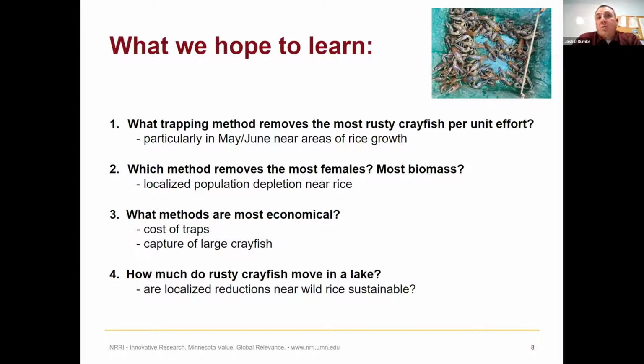We're going to consider the cost of traps, how difficult they are to use or stack or transport or build, and what methods capture large crayfish, which could be a way to elicit recreational harvest, or perhaps, if there ever is a commercial harvest or commercial market for rusty crayfish, which methods are getting the large ones. And how do rusty crayfish move in a lake? Are localized reductions near wild rice sustainable? And that's going to be one of the important themes as we get through our findings.